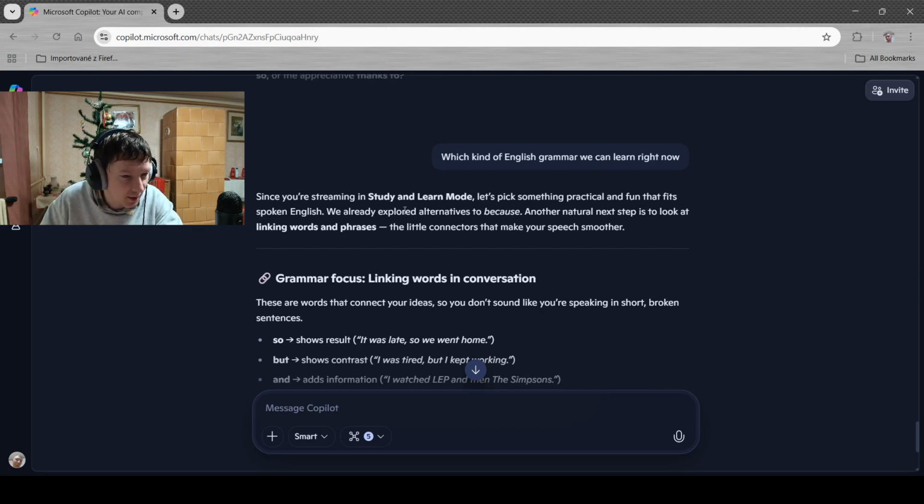Since you're streaming in study and learn mode, let's pick something practical and fun that fits spoken English. We already explored alternatives to because. Another natural next step is to look at linking words and phrases, the little connectors that make your speech smoother. Grammar focus: linking words in conversation. These are words that connect your ideas so you don't sound like you're speaking in short broken sentences.